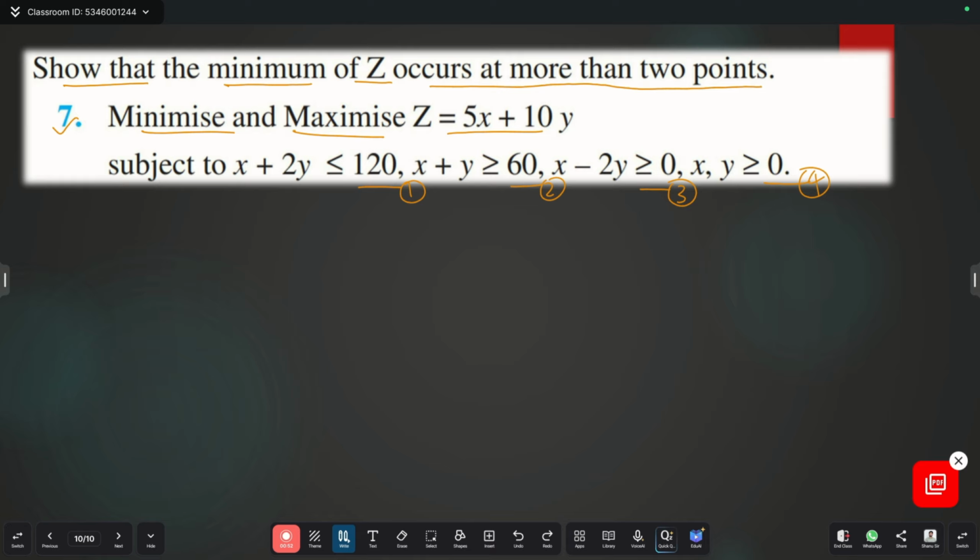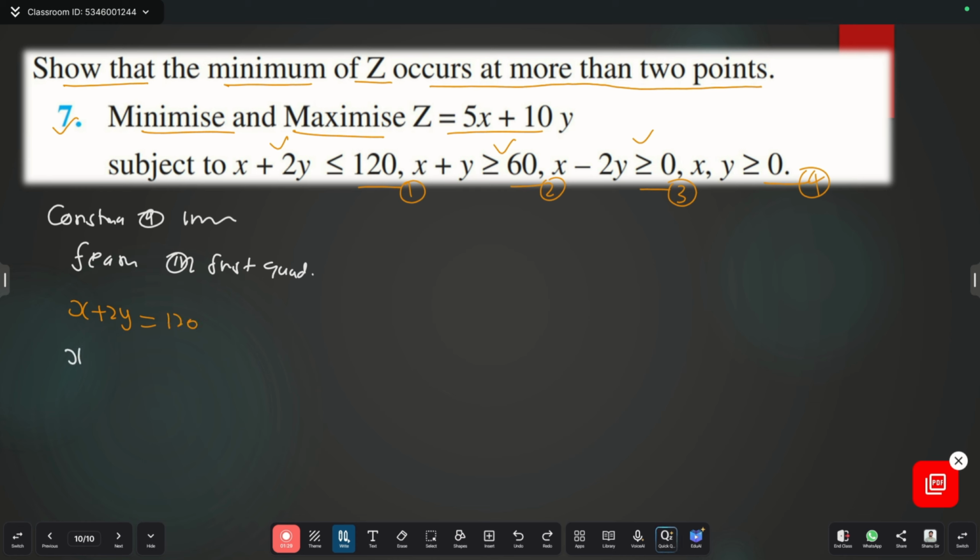Constraint number 4 implies that the feasible region is in the first quadrant, correct? Constraint 4 implies feasible region where? In the first quadrant. After that, you have to draw these constraints: x plus 2y, x plus y, and x minus 2y. So I will make the graph, the language you write. Firstly, you have to draw x plus 2y equals 120.